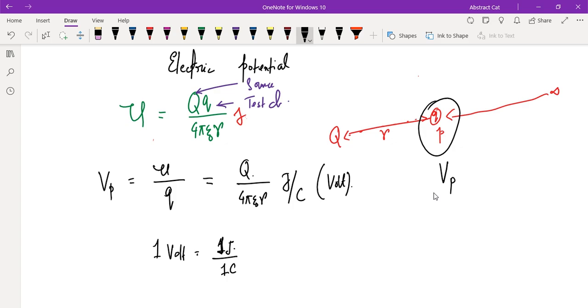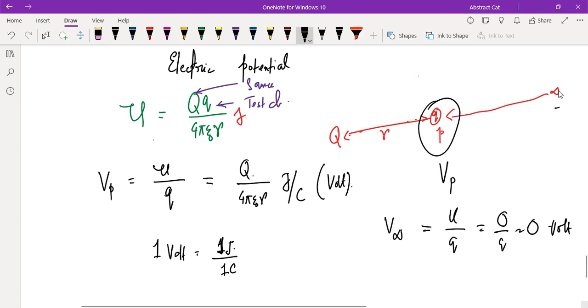So potential is equal to U by q. If someone asks for the potential at infinity, it is U by q, and with infinity as the reference, the work done is 0, so we get 0 potential, 0 volt. So the potential at infinity is 0, and the potential at point P is independent of the test charge and depends only on the source charge: Q over 4 pi epsilon naught R.